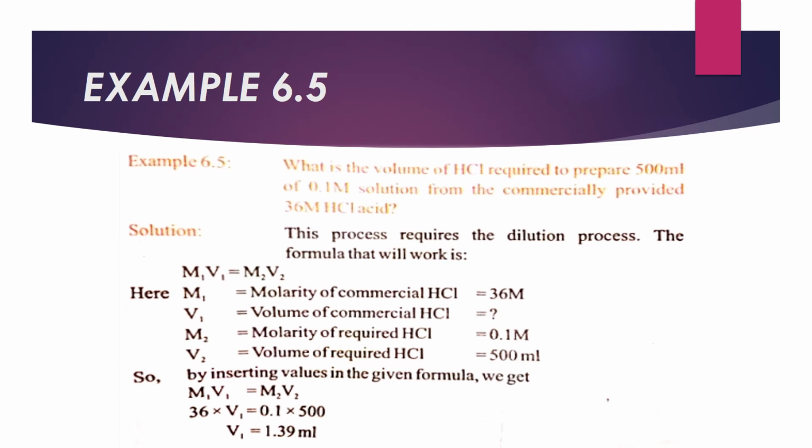By moving this 36, M1, to the other side of the equal sign, first we multiply 0.1 with 500, and this is divided by 36. Then V1 will give us the value 1.39 ml. So this is the result.